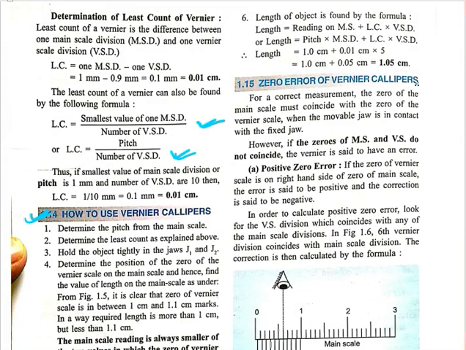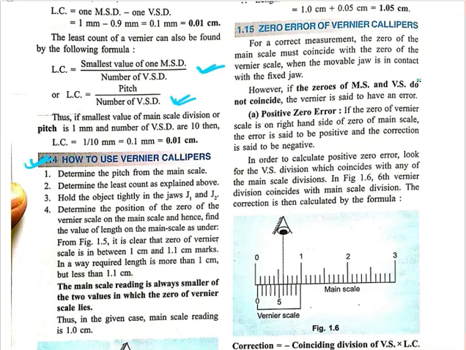Okay, so zero error of vernier calipers, this is also the same. For a correct measurement, the zero of the main scale must coincide with the zero of the vernier scale. You can see that this, the longer one, is our main scale, and this one is our vernier scale.